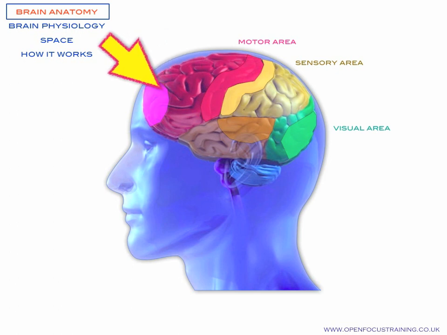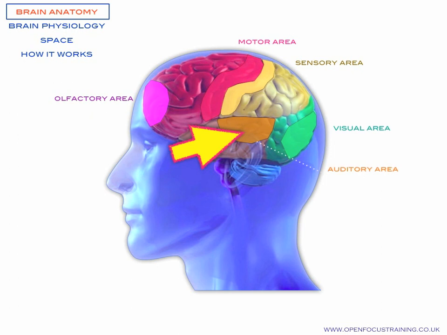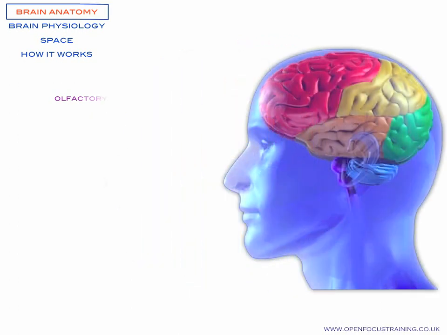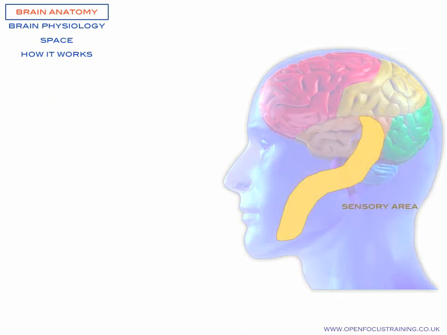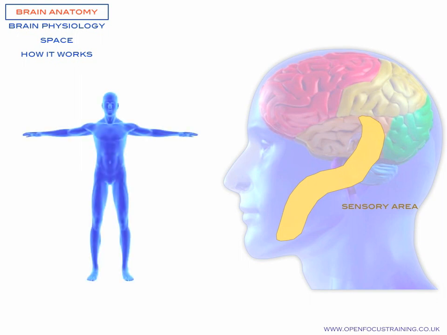And then there is the olfactory area, where smells are processed. And finally, the auditory area, which is responsible for hearing. In this exercise, we work on the sensory area, so I will tell you a little more. As you remember, it receives all signals coming from various parts of the body.